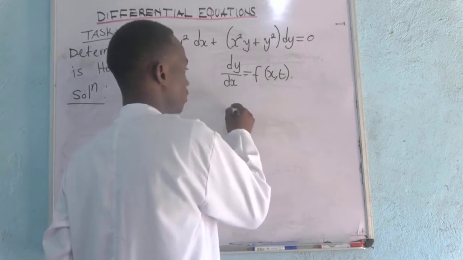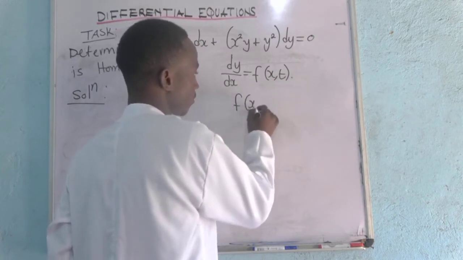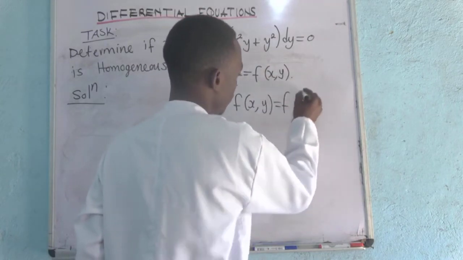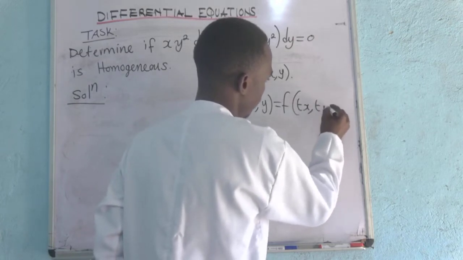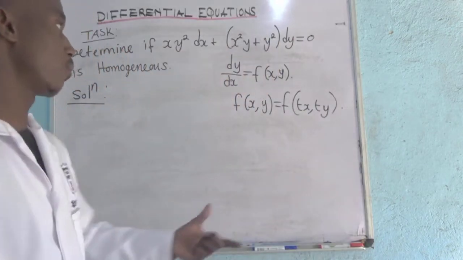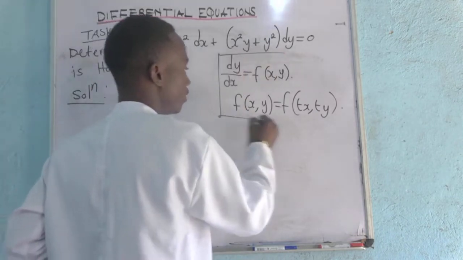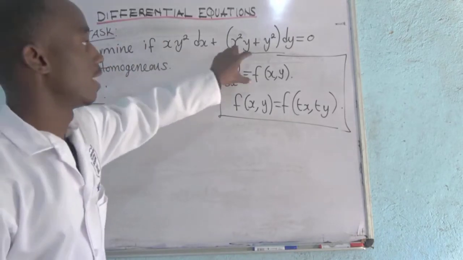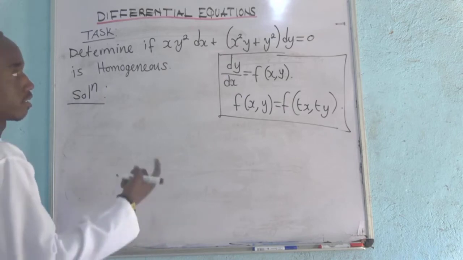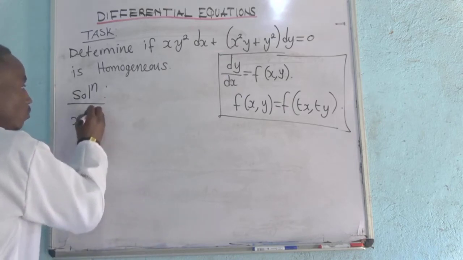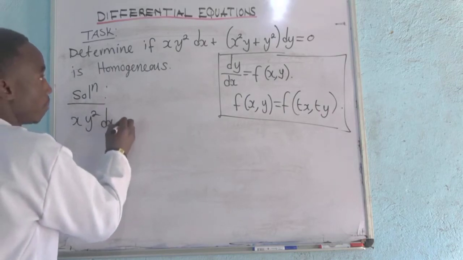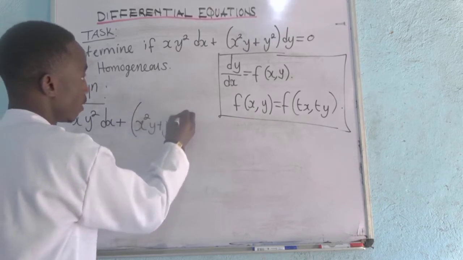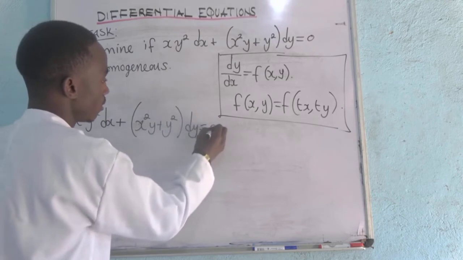So checking for homogeneity is simply saying, okay, if you have a function like this, it's supposed to be the same as the case where you multiply by a t, where there is x and y. So this is the condition that you need to remember. These are the things that you have to remember. So let's start by first of all expressing what you have here in standard form. What you have there is x y squared dx plus, open bracket, x squared y plus y squared, close, dy, equals 0.